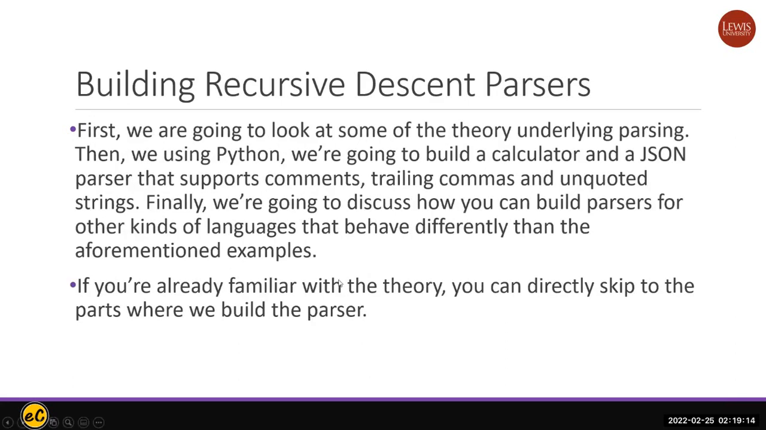Okay, so first, we are going to look into some of the theory underlying parsing. Here the theory will be lighter than the previous one. We are talking about the implementation theory here. Then we will use Python. We are going to build a calculator and a JSON parser that supports comments, trailing commas, and quoted strings.